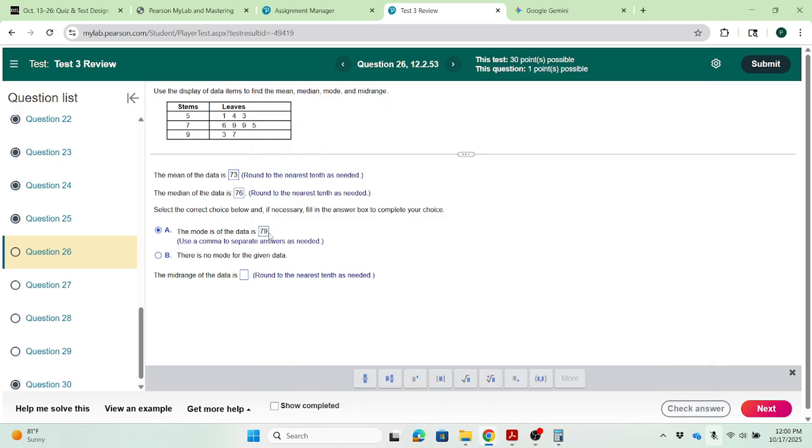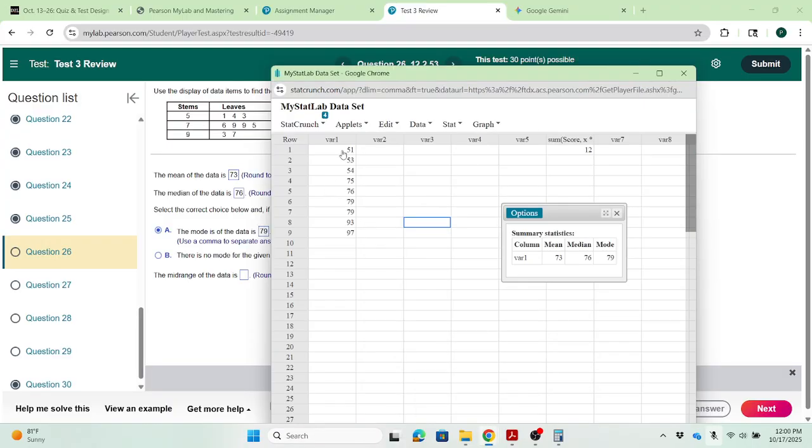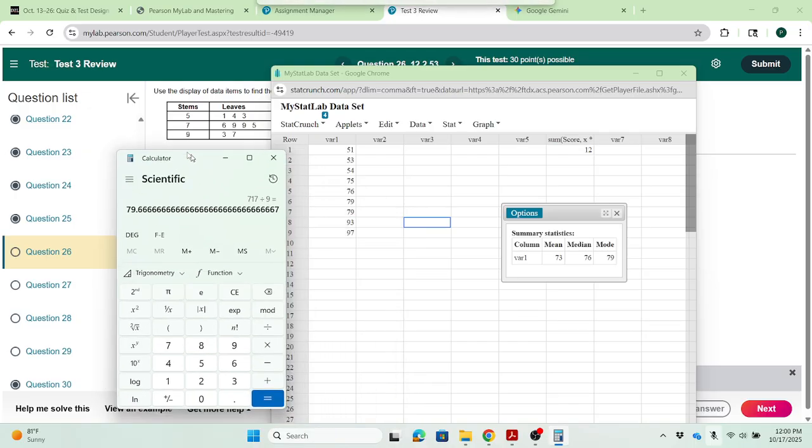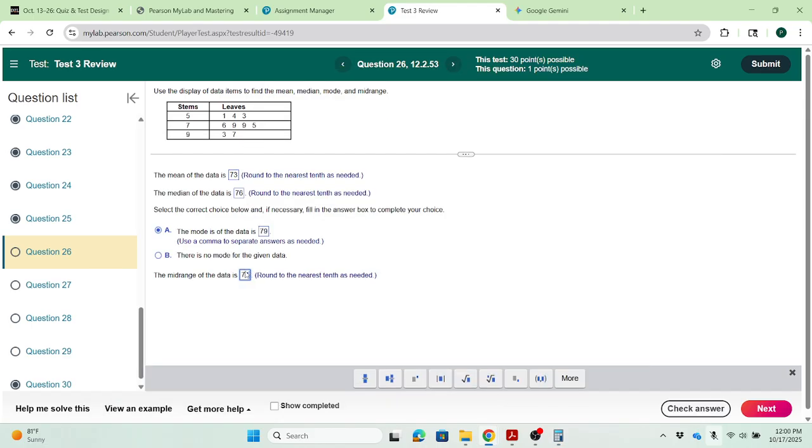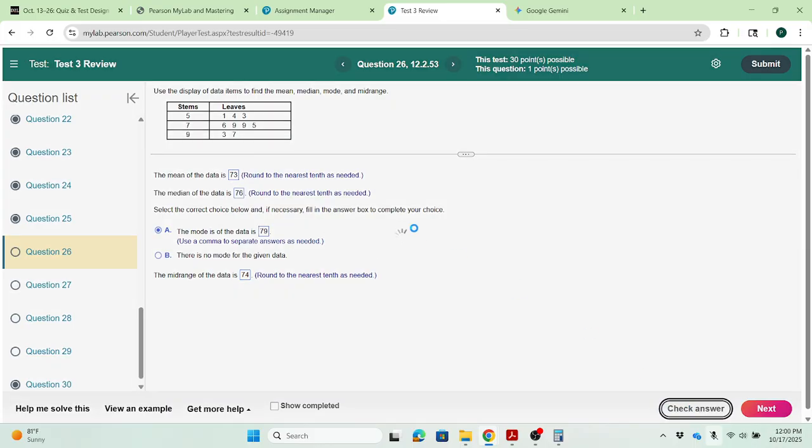And the mid-range is the highest one plus the lowest one. If I go back here, the highest one is 97 and the lowest one is 51. So 97 plus 51, divide that by 2, that's the mid-range, which is 74. So the mid-range is 74. That's a formula. Let me check.